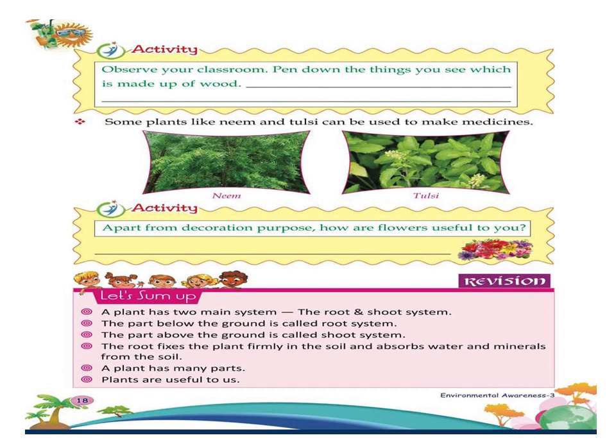Now let's sum up the chapter. A plant has two main systems, the root and shoot system. The part below the ground is called root system. The part above the ground is called shoot system. The root fixes the plant firmly in the soil and absorbs water and minerals from the soil. A plant has many parts. Plants are useful to us.